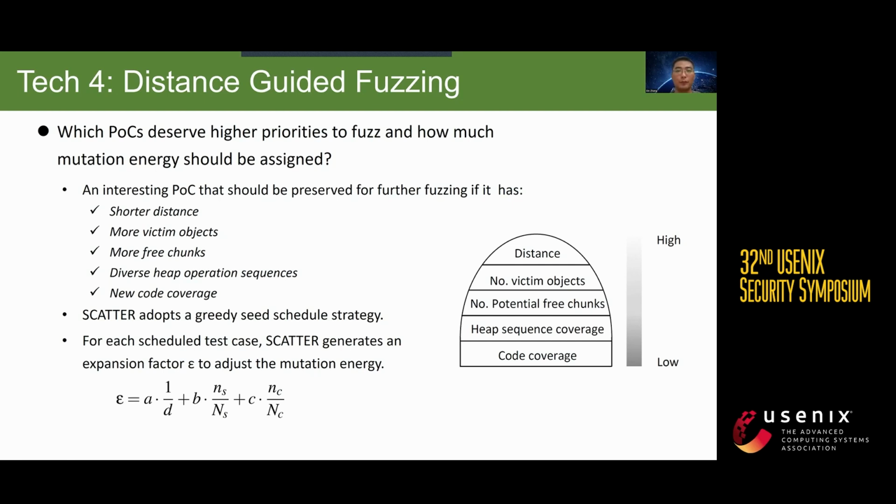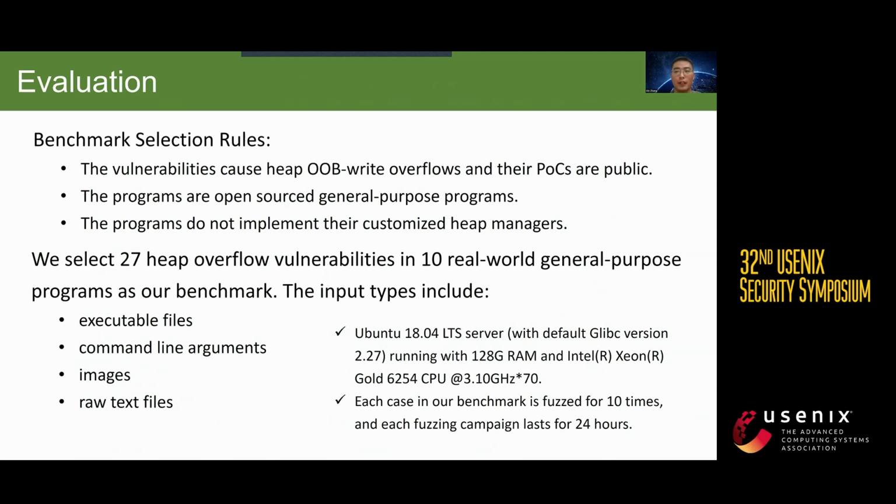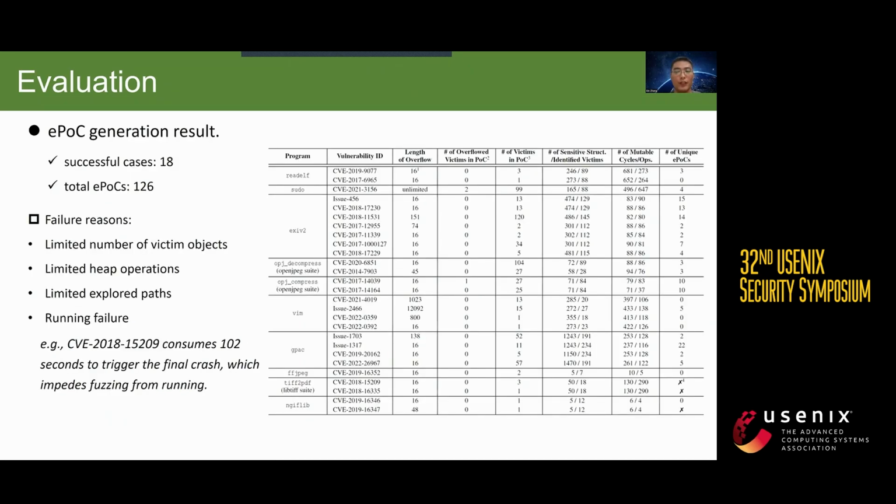In order to evaluate our method, we select 27 heap overflow vulnerabilities in 10 real-world general-purpose programs as our benchmark. The input types include executable files, command line arguments, images, and raw text files. Here are the general-purpose programs. The epoch generation result is shown in this table. Scatter successfully generated 126 epochs in 18 vulnerabilities. The failure reasons can be grouped into these 4 reasons.